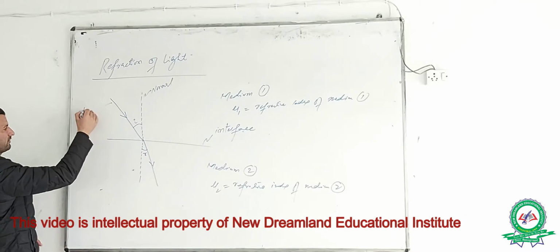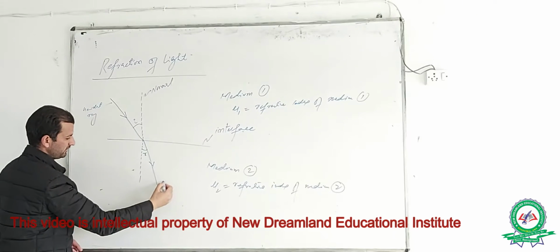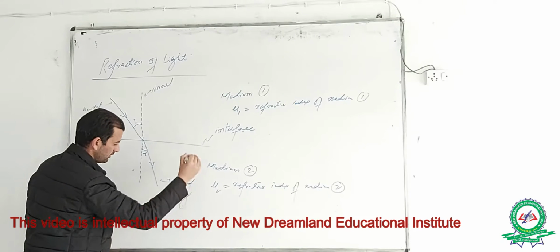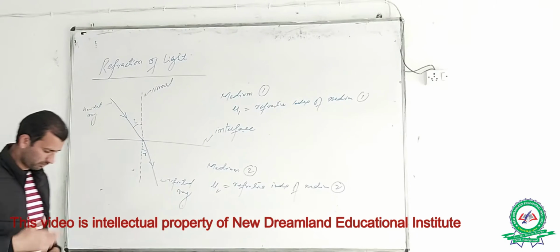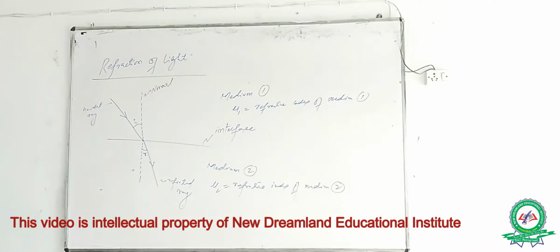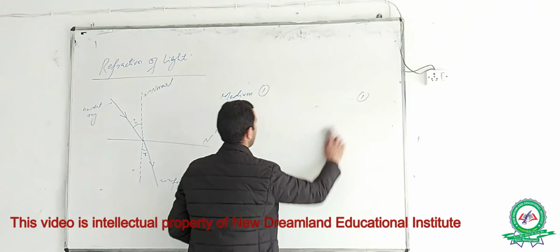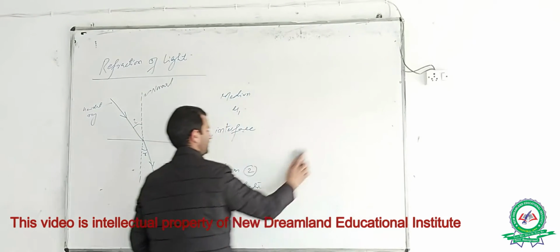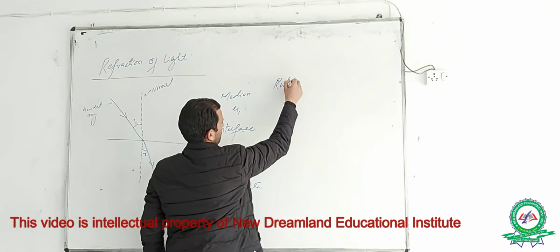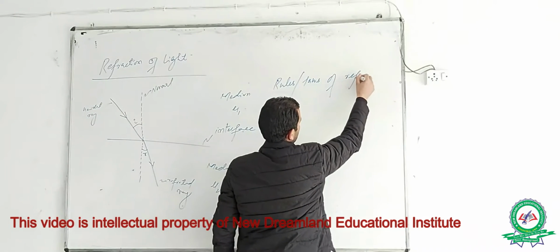So this is called the incident ray, and this is the refracted ray. Refraction of light follows some rules, some laws. Let's now discuss the laws of refraction, or rules of refraction.